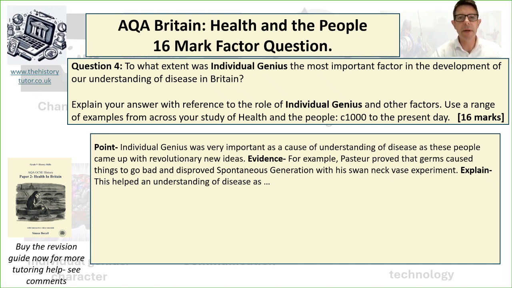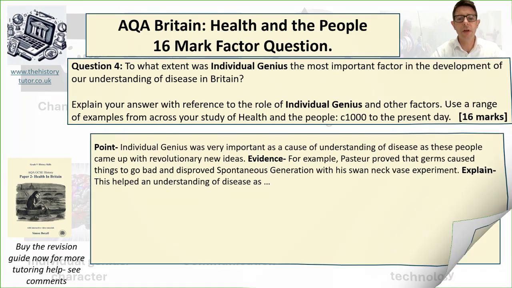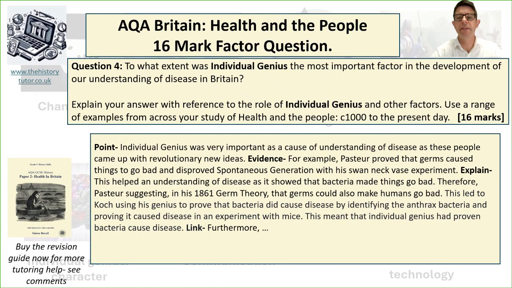So now we want to explain the impact of this. So this helped an understanding of disease because, okay, so what was the impact? How did this change things? Away you go. So I've said this helped an understanding of disease as it showed that bacteria made things go bad. Therefore, Pasteur's suggesting in his 1861 germ theory, germs could also make humans go bad. This led to Koch using his genius to prove that bacteria did cause disease by identifying the anthrax bacteria and proving it caused disease in an experiment with mice. This meant that individual genius had proven bacteria caused disease. Okay, so I've probably stolen your next idea there because I linked to Robert Koch and how Pasteur inspired him.